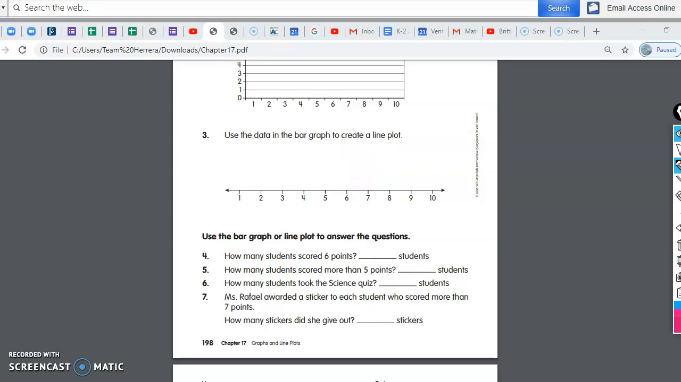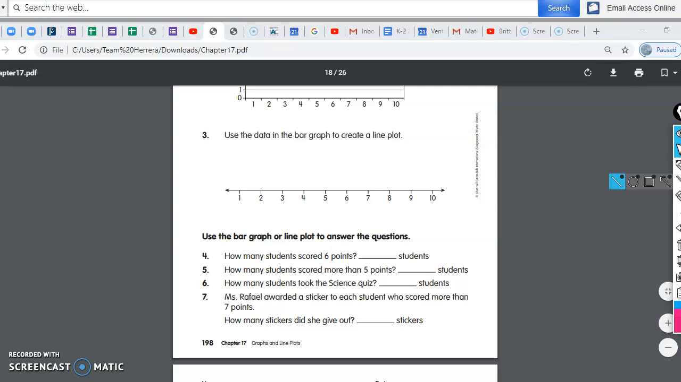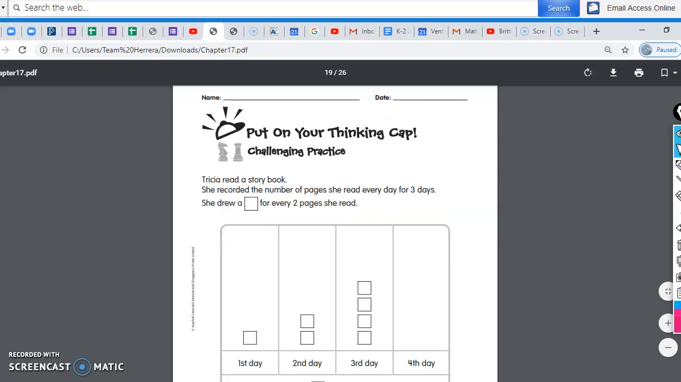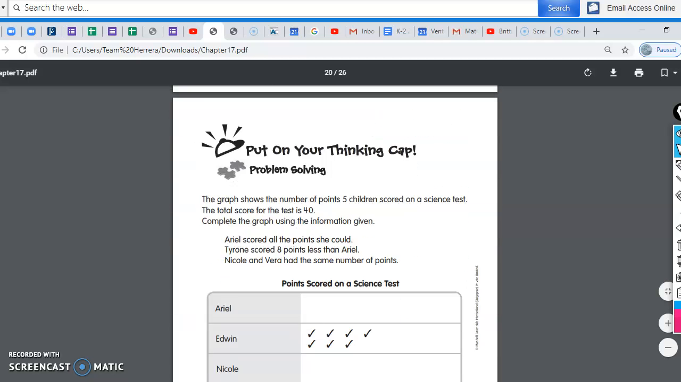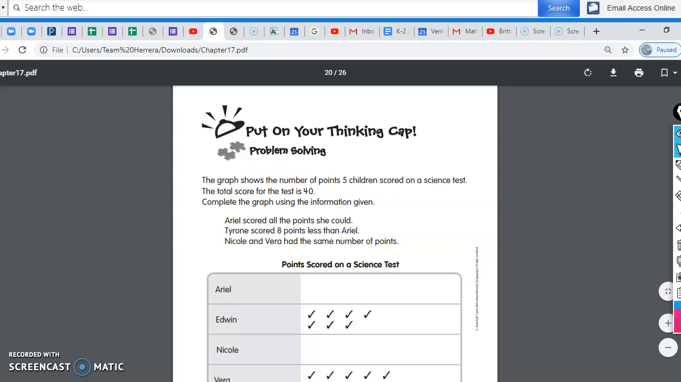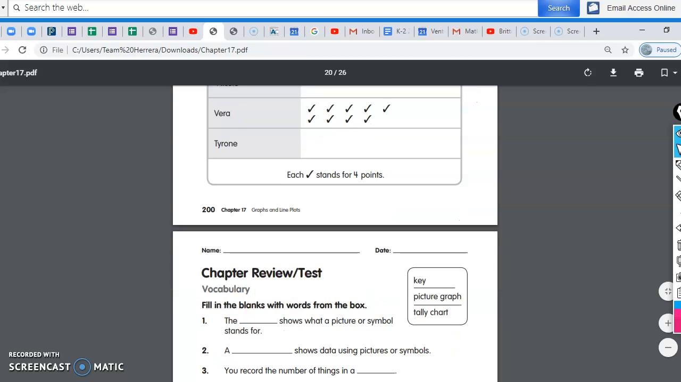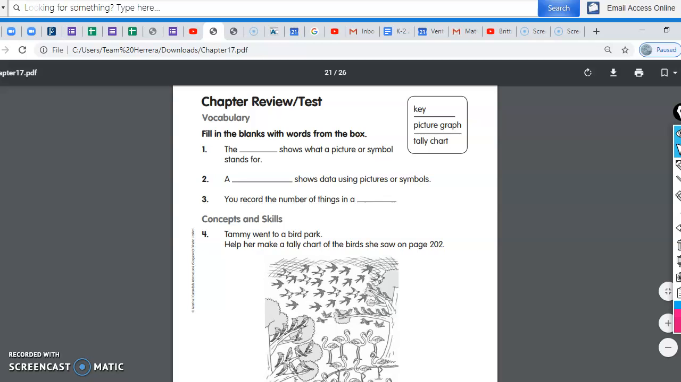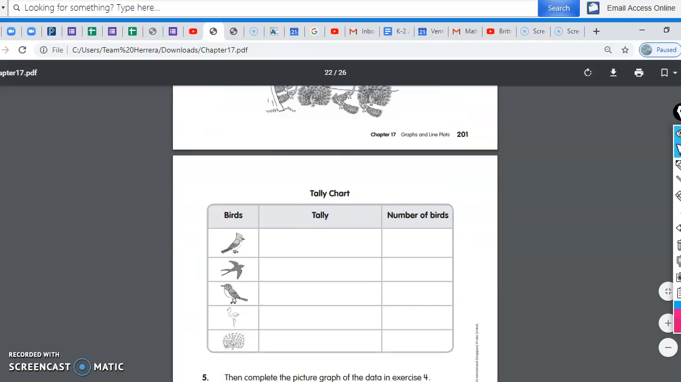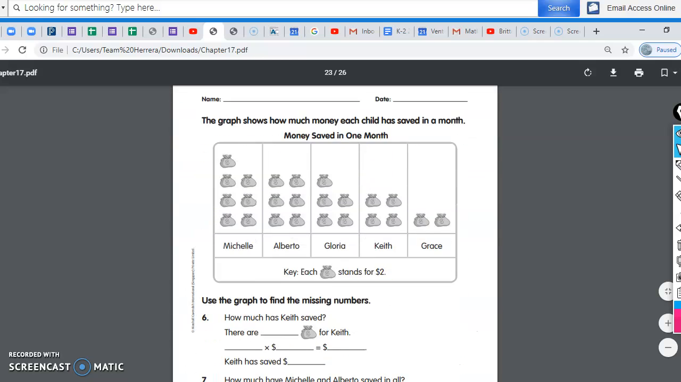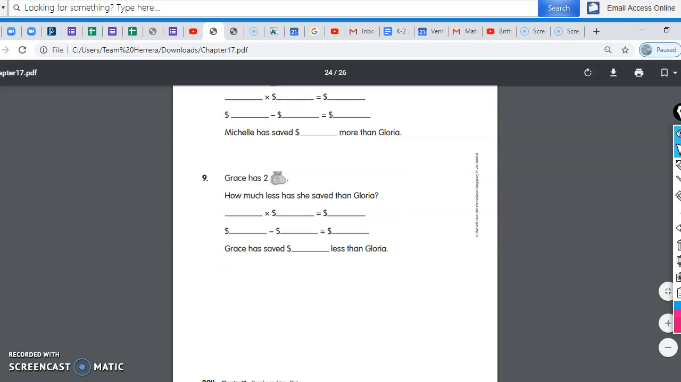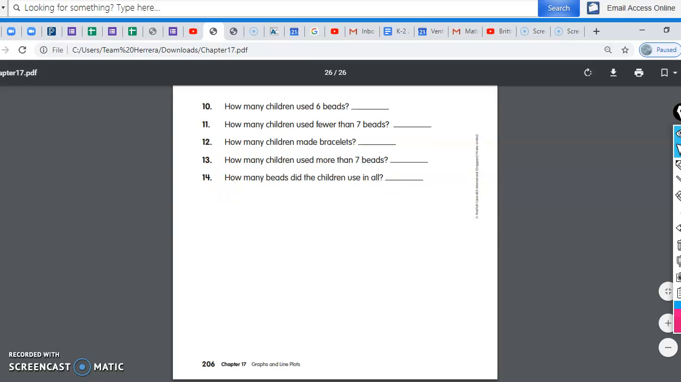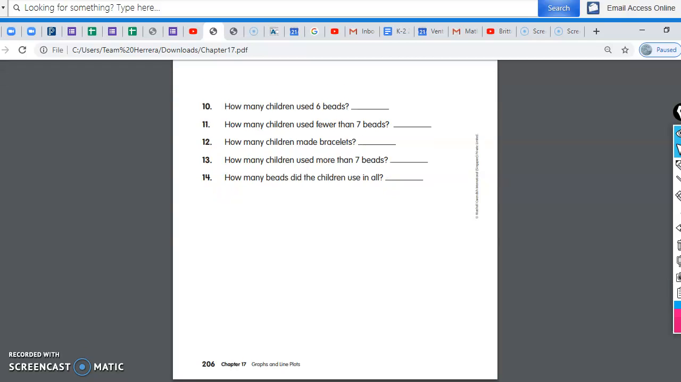Okay, I'm going to go ahead and move to our next page. And here we have put on your thinking cap. This is a can do. And then you also have put on your thinking cap problem solving. This is a can do as well. And then as you scroll down, you have the chapter review and test. We are not going to be doing those pages. If you really, really want to, you can do those. But that is everything for the remainder of the chapter is a can do. It is not a must do.